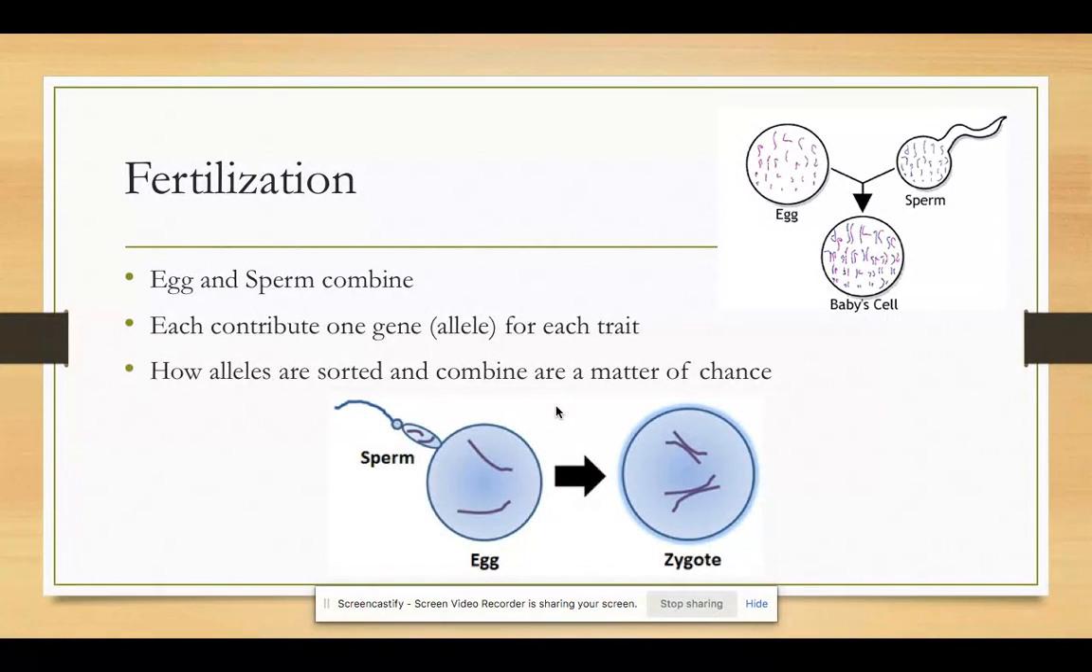Next is fertilization. This is when egg and sperm combine and each contribute 1 allele for your traits. So here's your egg and that has all your chromosomes, and the sperm with all the chromosomes, and they combine to give you an embryo or baby. How the alleles are sorted and combined is a matter of chance.